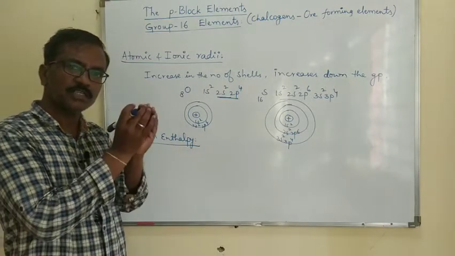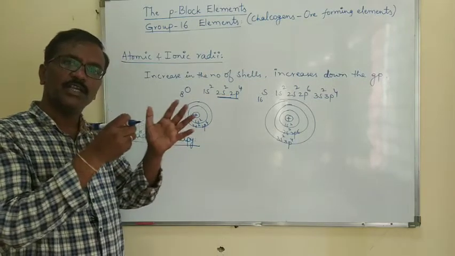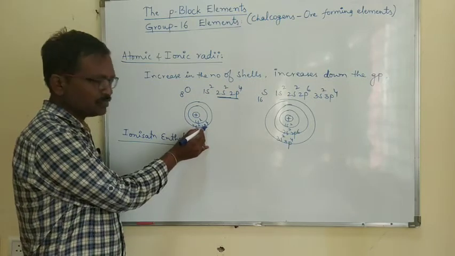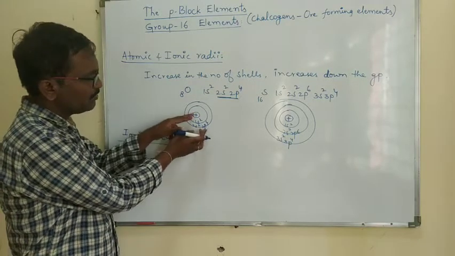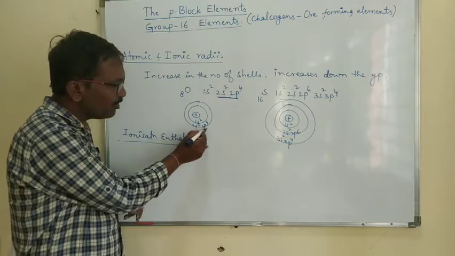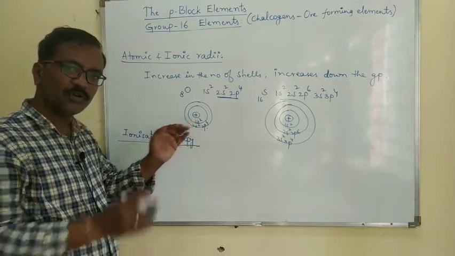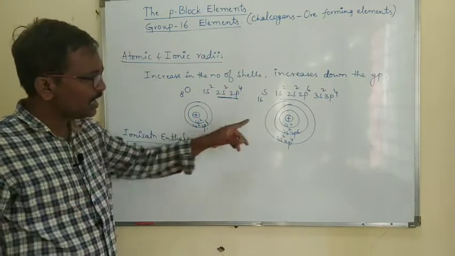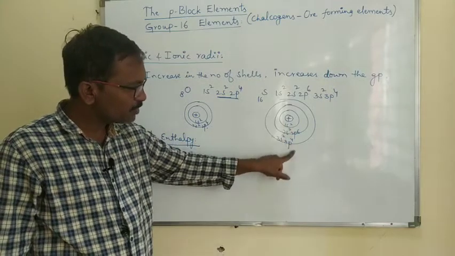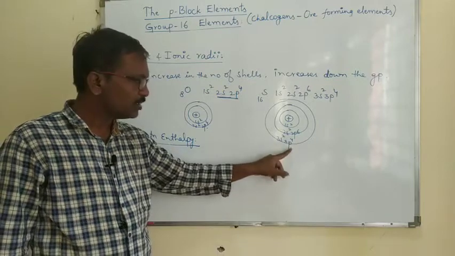Because of the small size, the nucleus's attraction towards the outermost electron is very effective. The nucleus is a positive charge and the electron is a negative charge, so there will always be attraction between them. That's why removal of an electron in oxygen is difficult. Because the attraction is more, the atomic size is very small. As the size increases, the outermost electron is farther from the nucleus, so you can easily remove the electron.